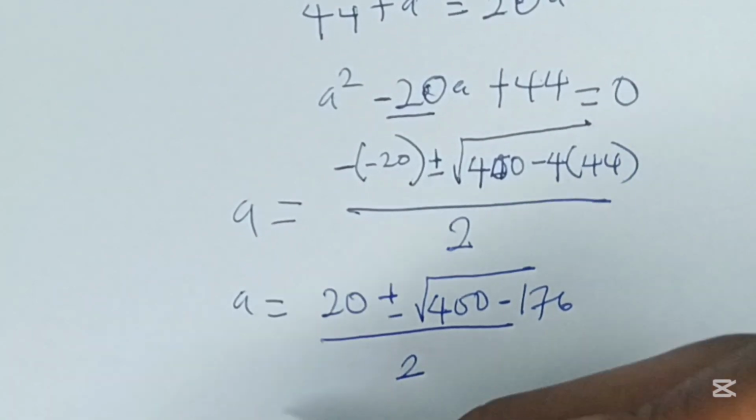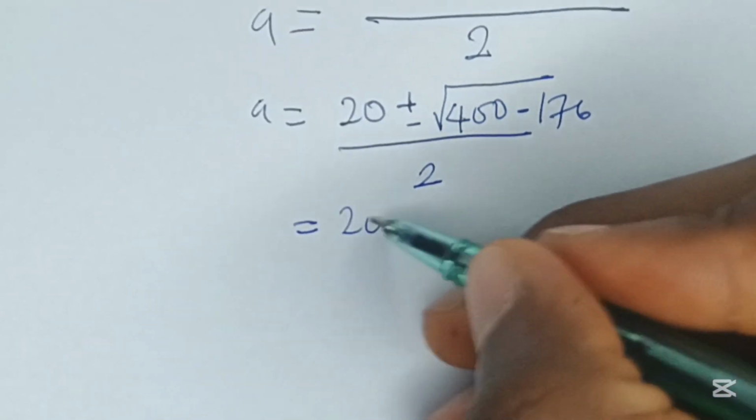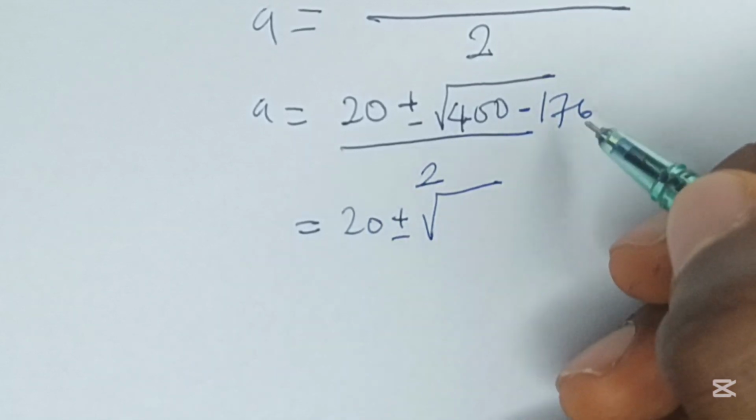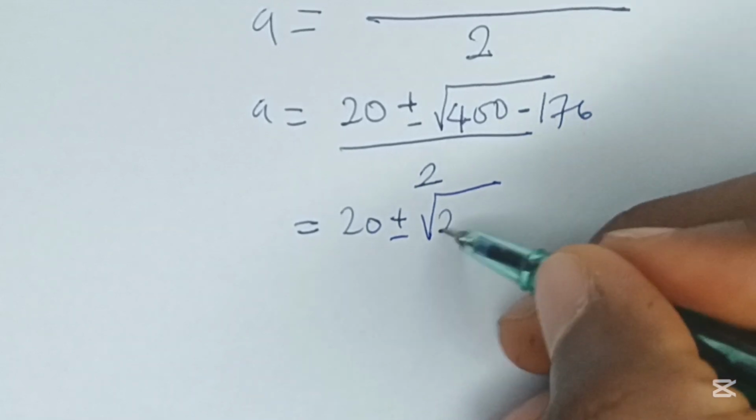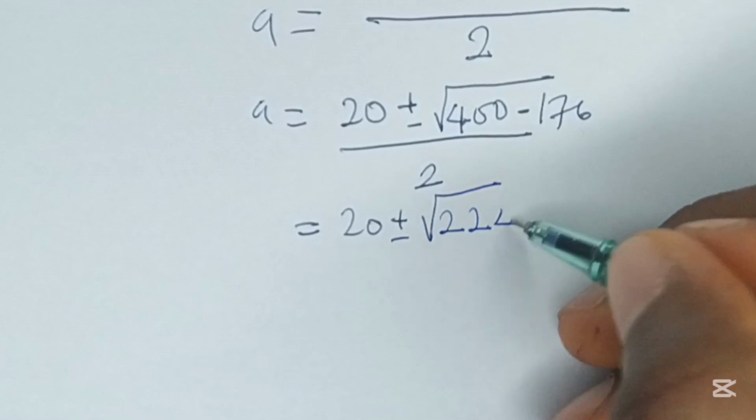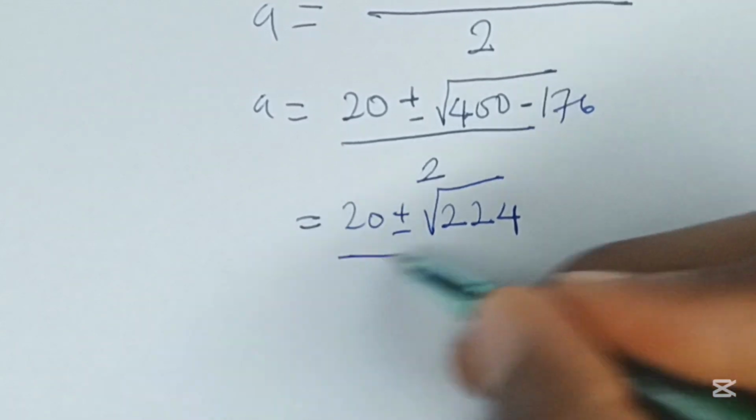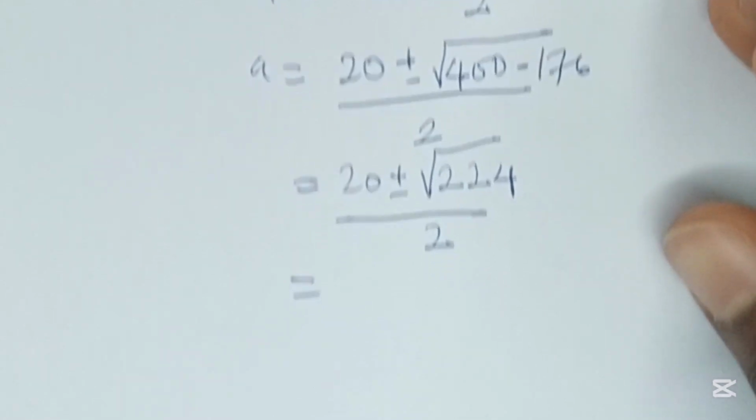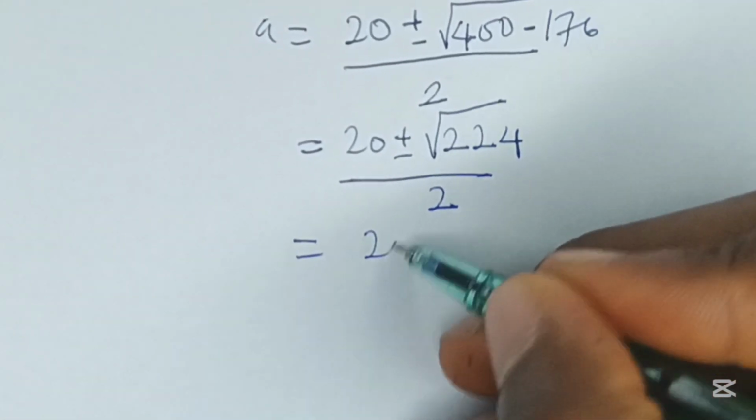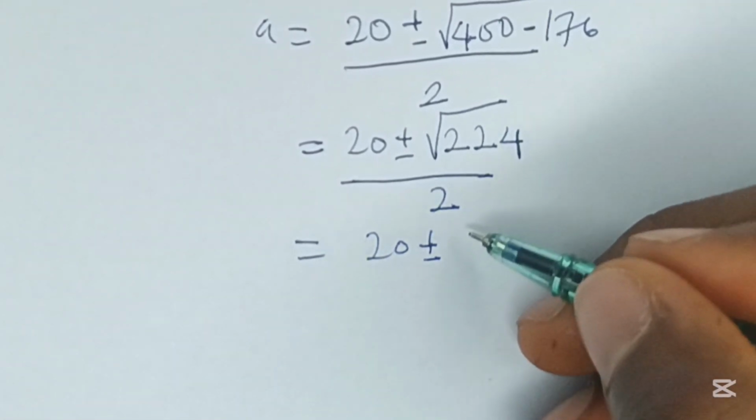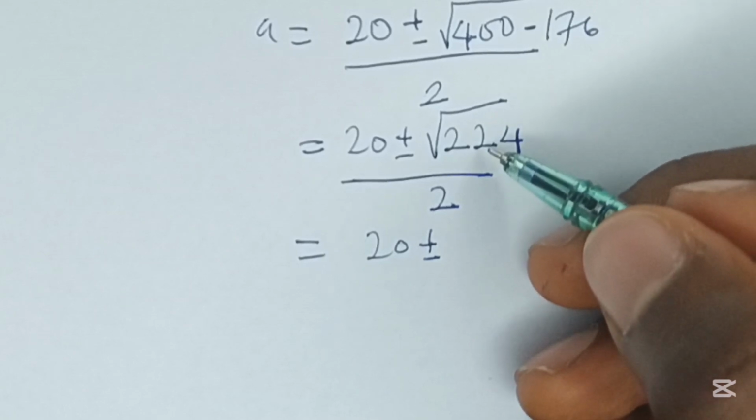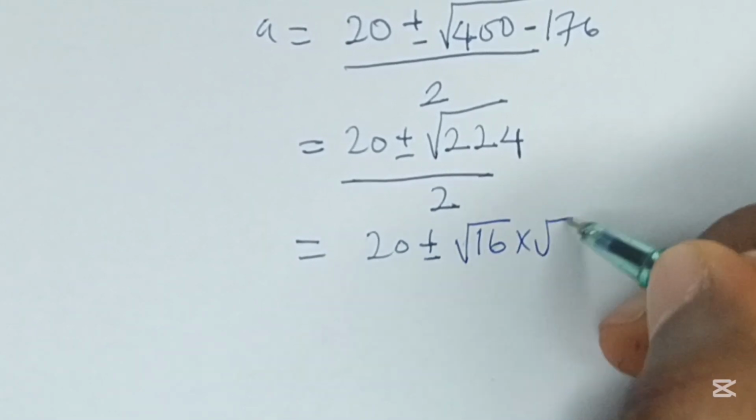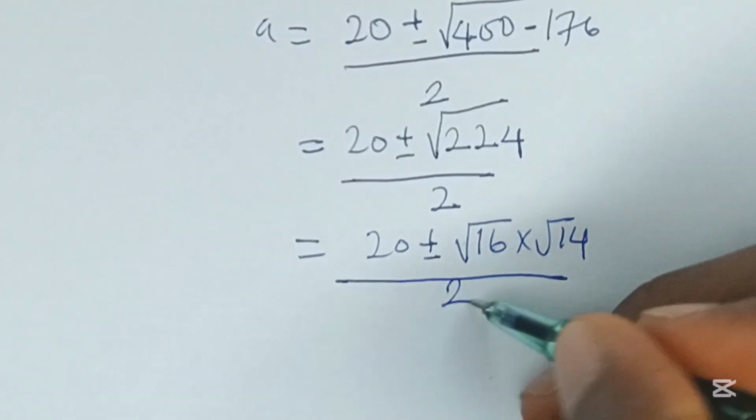all over 2. This becomes equal to 20 plus or minus square root of 400 minus 176, which is 224. Okay? All over 2. And this becomes equal to 20 plus or minus square root of 224, which is the same thing as square root of 16 times square root of 14, all over 2.